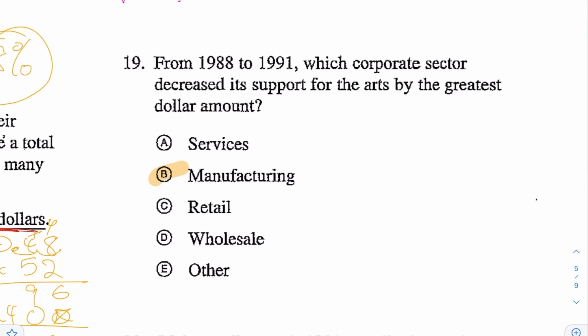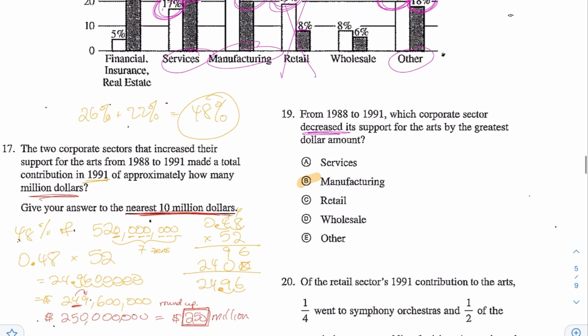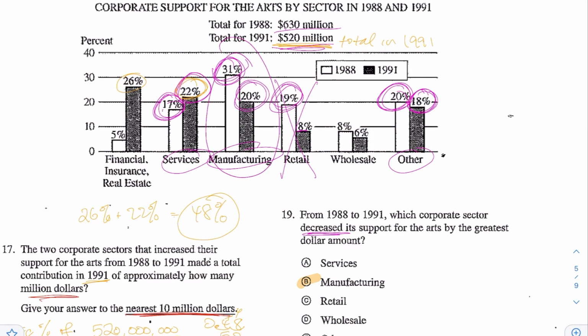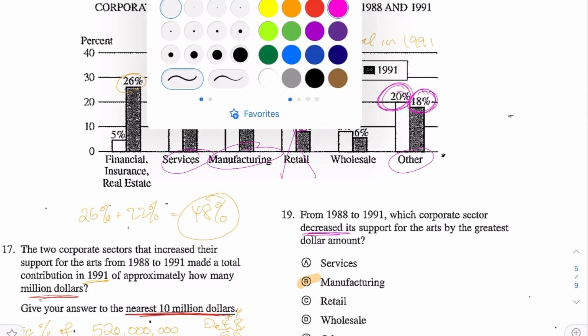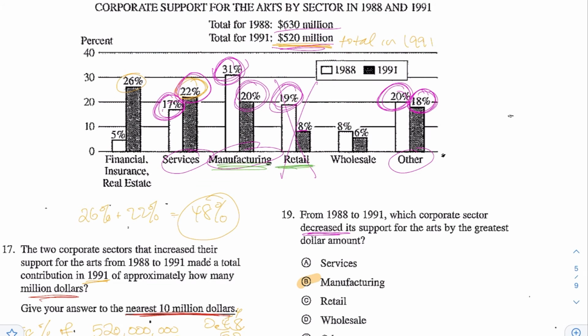Next, for question number 19, from 1988 to 1991, which corporate sector decreased its support for the arts by the greatest dollar amount? So here you want to decrease between 1988 and 1991. If you look at the bar graphs, you see that manufacturer decreased, retail, wholesale, and also other. But the two biggest ones that you want to compare is probably going to be manufacturing and retail because they decreased a lot. So manufacturing is going to be one of them. And they went from 31% to 20%, but you have to look at the dollar amount.